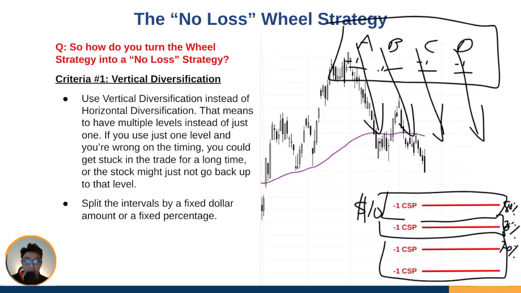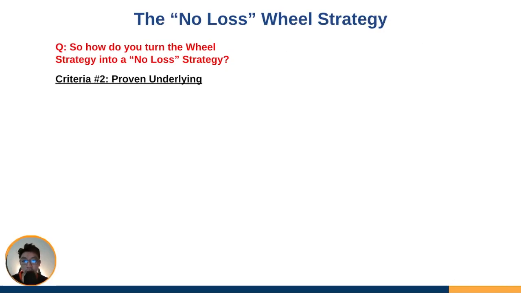So that is why we're going to move on to the next criteria, and that is choosing a proven underlying.